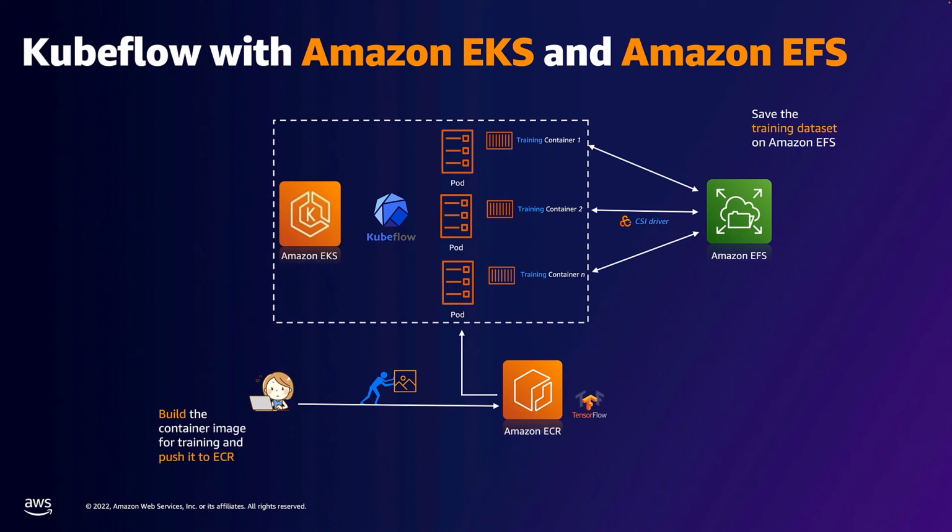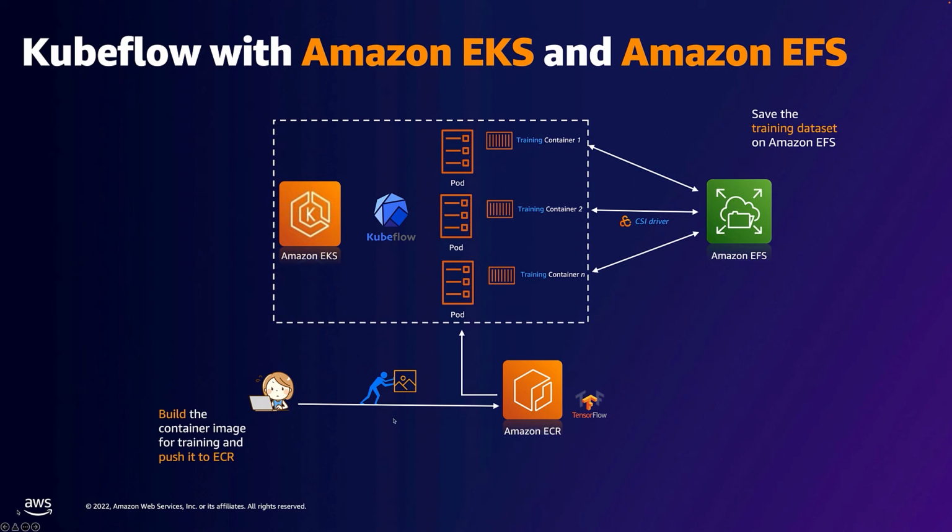So that's a little bit about how you can make use of EFS with Kubernetes. Before we jump into the demo, this is the architecture of our demo. We are going to use EFS for storing our training data set. In our demo, we are going to download the training data set and run some training job on Kubeflow, and that training job is going to access the storage from EFS using the CSI driver.